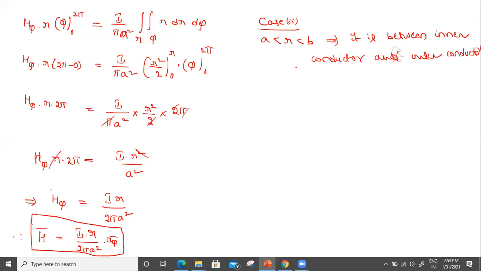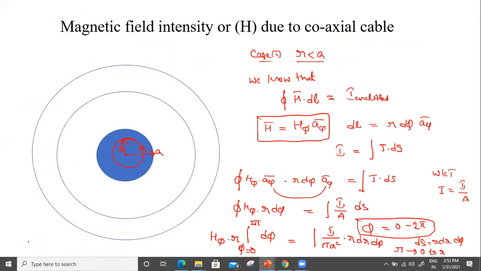So for this case, what is the diagram? In this case only I need to mention the diagram. The R value will be placed here. This is the R value. For the first case, it is less than the inner conductor. Now it is here, the R value. For the second case, it is the R value. So if you want, I will draw the diagram here.